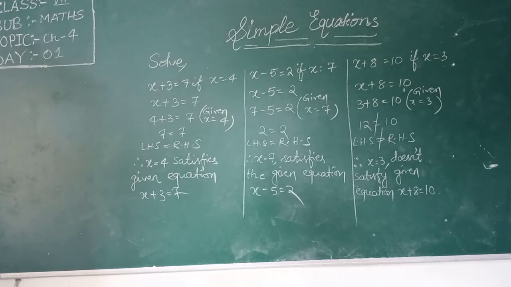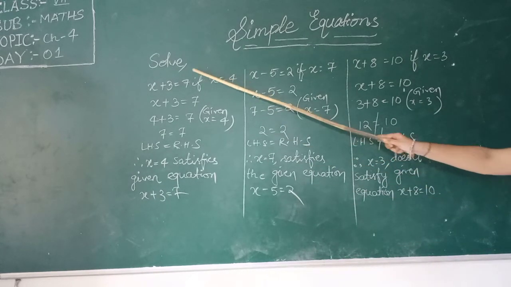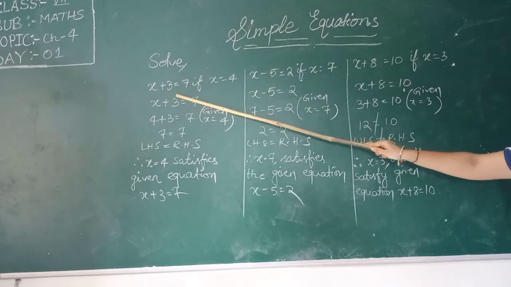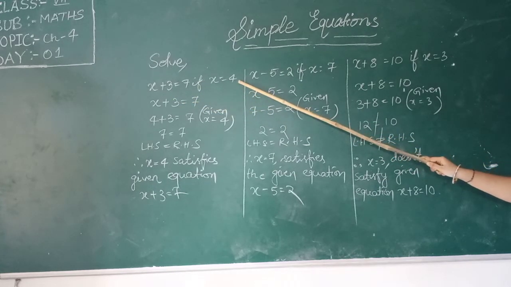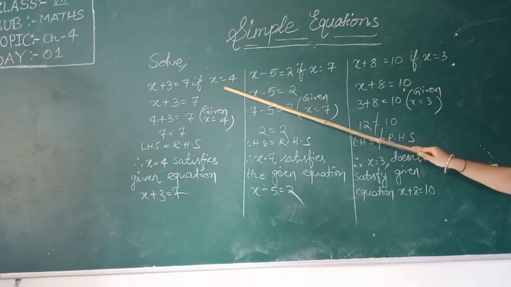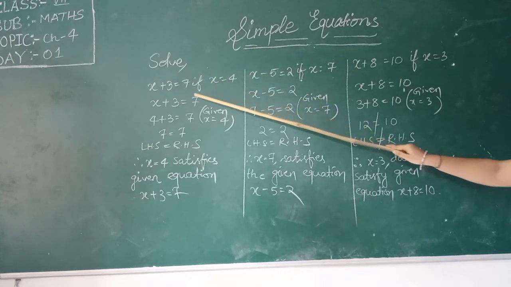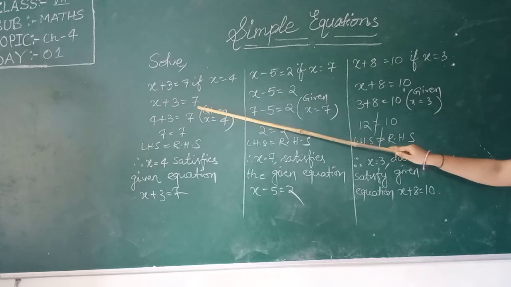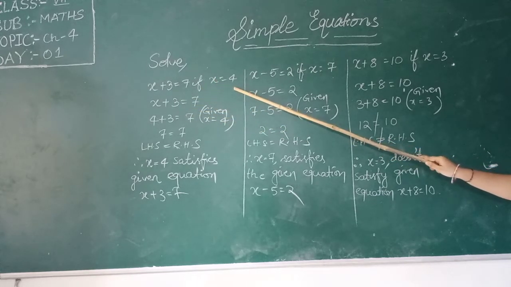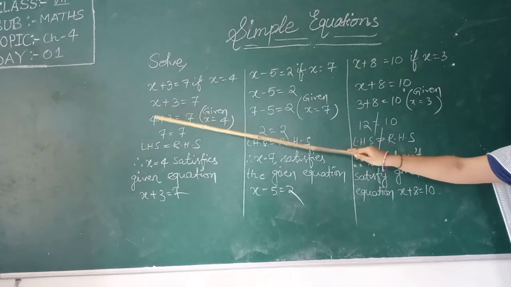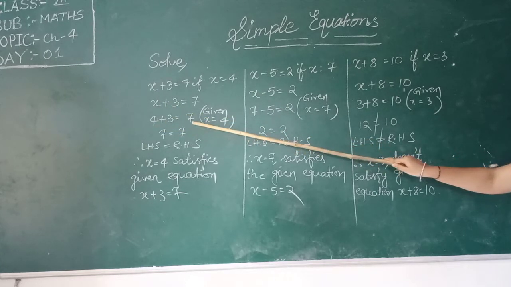So see students, let us solve some questions. First question: solve x plus 3 is equal to 7, if x is equal to 4 is given. We should check the equation x plus 3 is equal to 7. In this equation, x is given as 4, so substitute 4 in x plus 3: 4 plus 3 is equal to 7.